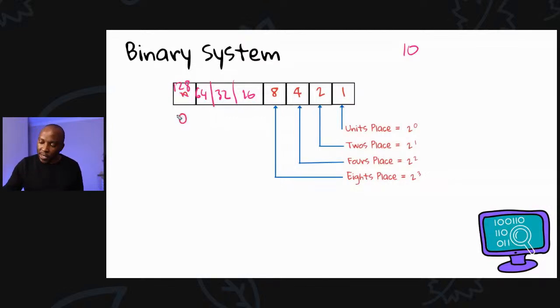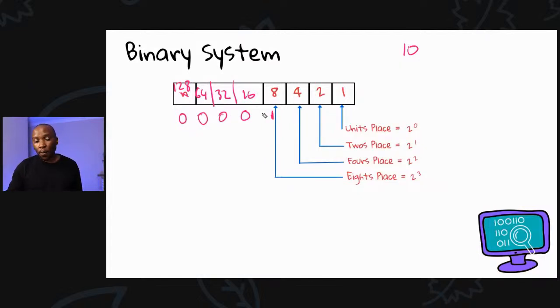So we're going to put a 0. Do we need 64 to make 10? No, because 64 is greater than what? Than 10. So we're going to put a 0. We won't need 32. We're not going to need 16, but we're going to need 8. So we're going to put a 1 on 8.